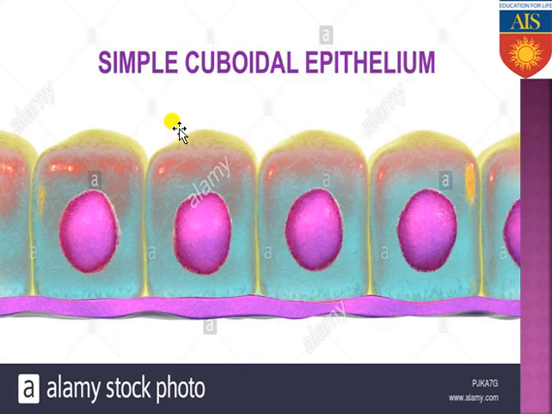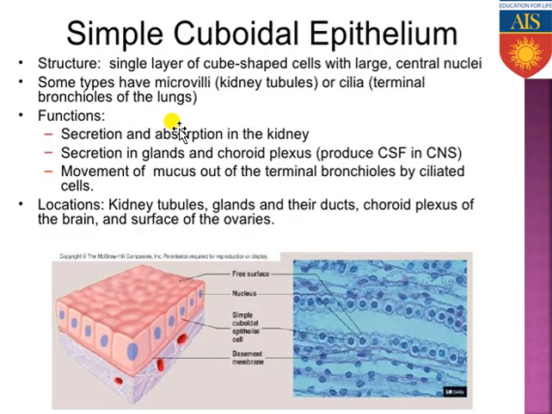Simple cuboidal epithelium. From here we can understand the cells are cube shaped with large, centrally located nuclei. Some types of cuboidal epithelial cells have microvilli, which are present in the kidney tubules, and some cuboidal epithelial cells have cilia, which are present at the terminal bronchioles of the lung. According to the presence of extensions on the surface of the cuboidal epithelium, they are present in different locations, because based on the extensions their functions also vary.